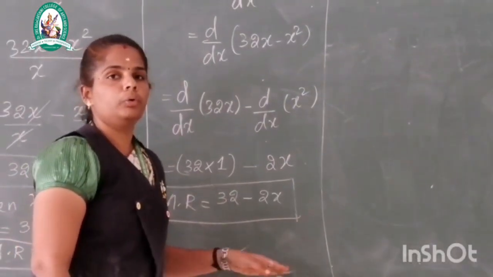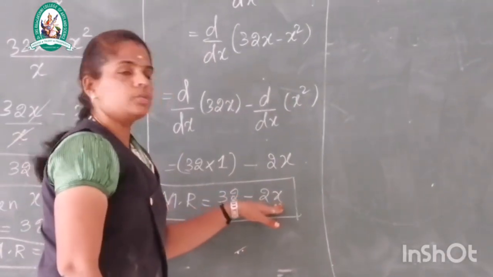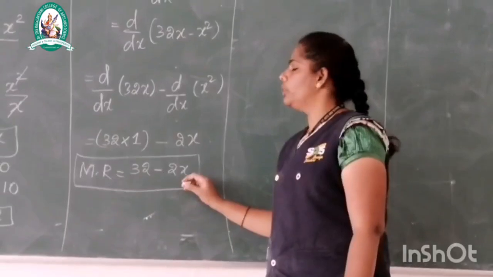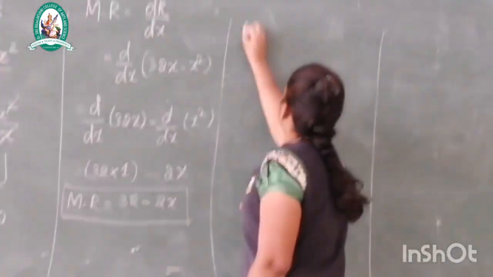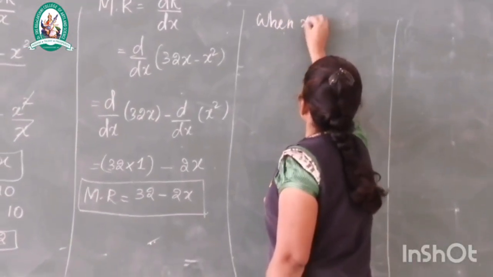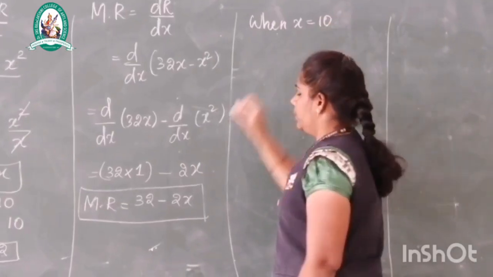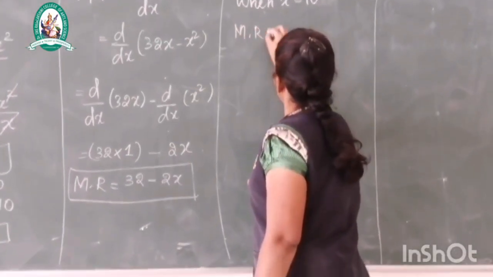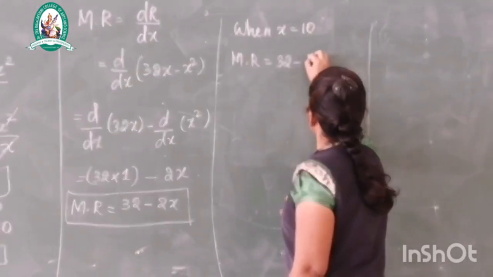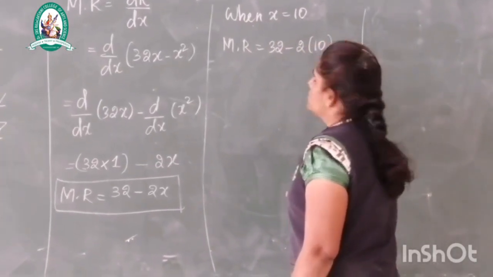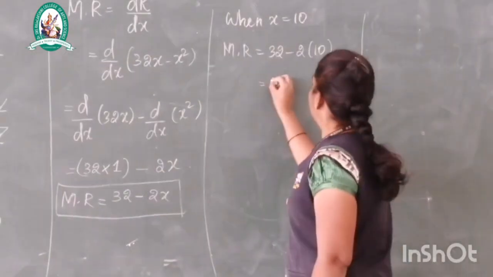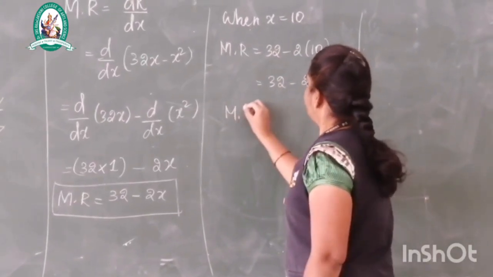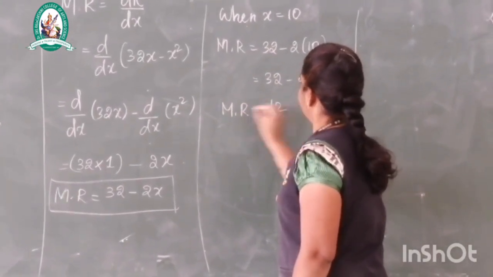For this also I am going to substitute the x value. Here the marginal revenue function is 32 minus 2x. We know the value of x, x is equal to 10. I am going to replace this x as 10. So marginal revenue is equal to 32 minus 2 into 10. So 2 into 10 is 20. That is 32 minus 20. Marginal revenue is equal to 12.